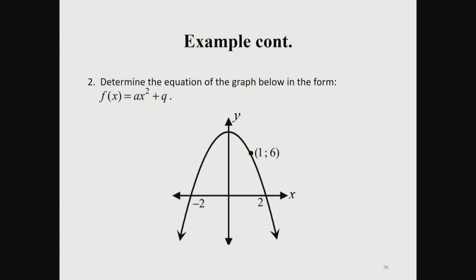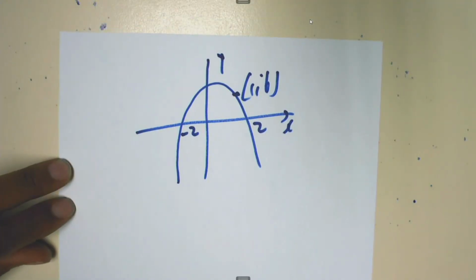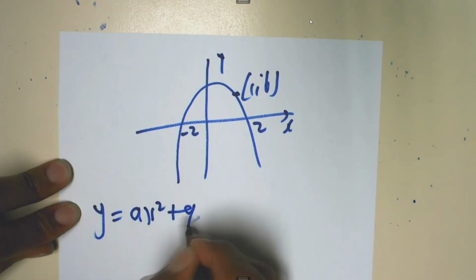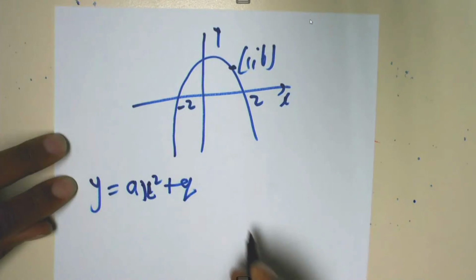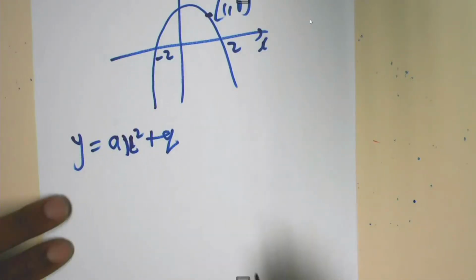Now, what must we do now? The graph looks like this one. It's a minus 2, positive 2, and we have a point there, 1, 6. Right? This is y, this is x. Right, what must we do? First, we have y is equals to ax squared plus q. Then we need to determine, do we have q here? No, we don't have q. Then it means we don't have a, we don't have q. So what do we do?